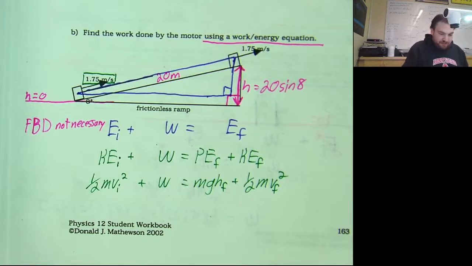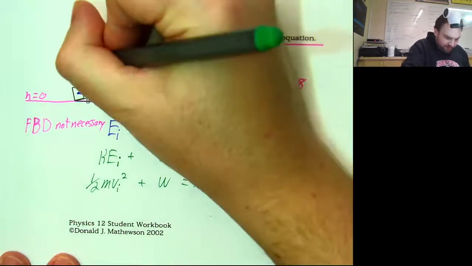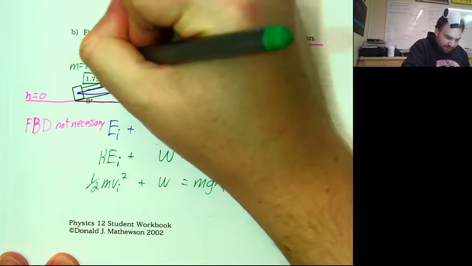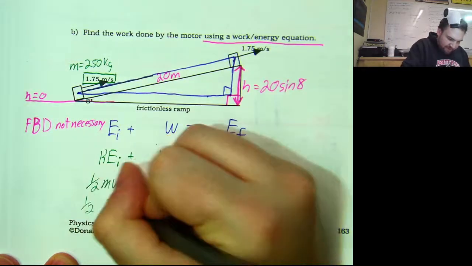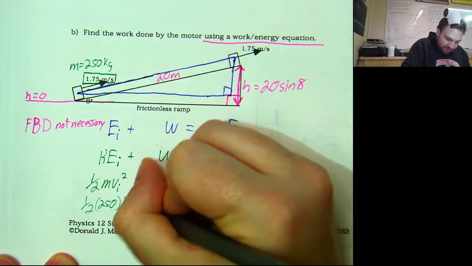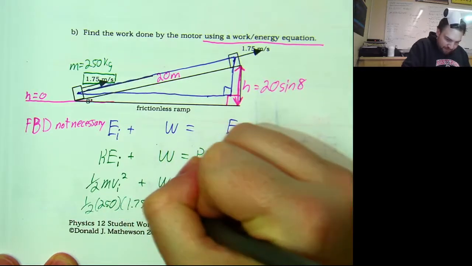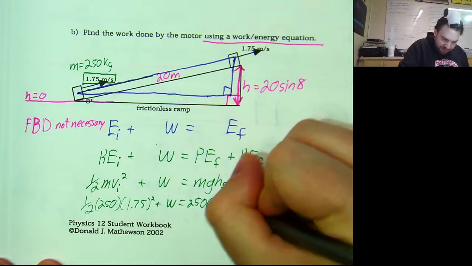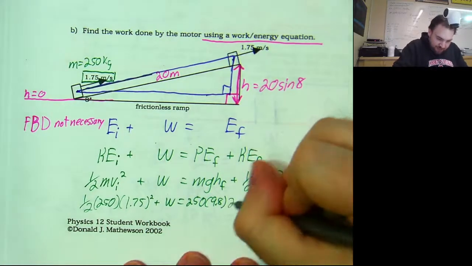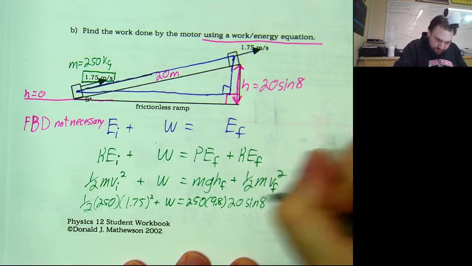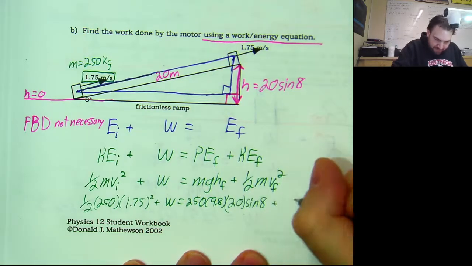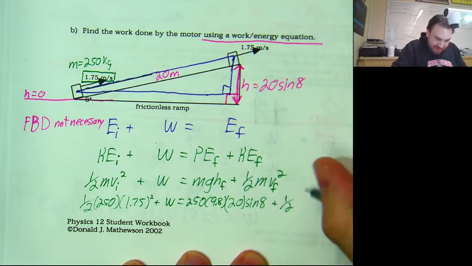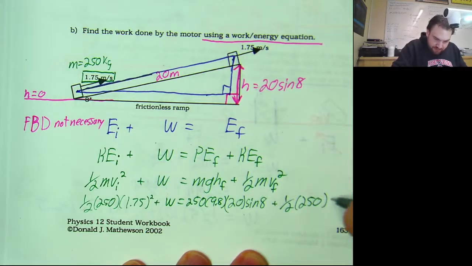So now I can fill in my information. We know the mass of the object, right? Let's put it down here. The mass is 250 kilos. So this is going to be 1/2 times 250 times 1.75 squared plus work equals 250 times 9.8 times my height at the end, which is 20 sine 8, plus my kinetic energy at the end, which is half 250 times my velocity, which hasn't changed.